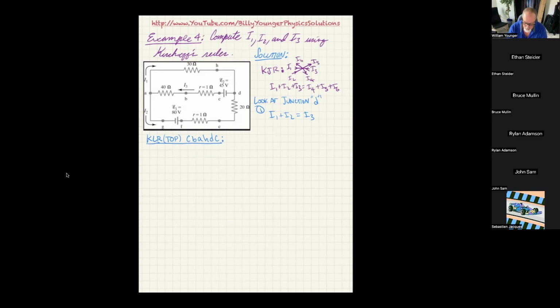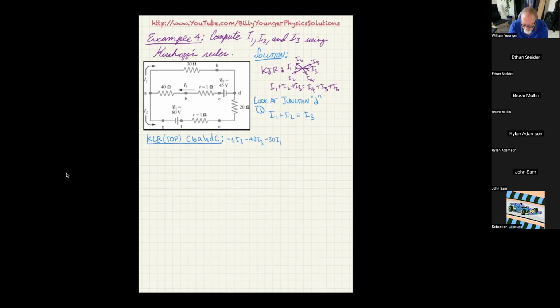So now that we know that, I'm going to show you what I mean. Notice in going from C to B to A, I'm going the same direction as the current. So resistors are voltage drops, and I use V equals IR to calculate the voltage drop. So what I see is a minus one times I3 minus 40 times I3. Now, again, going across the top, I'm going the same direction as I1, so I'll say minus 30 I1.